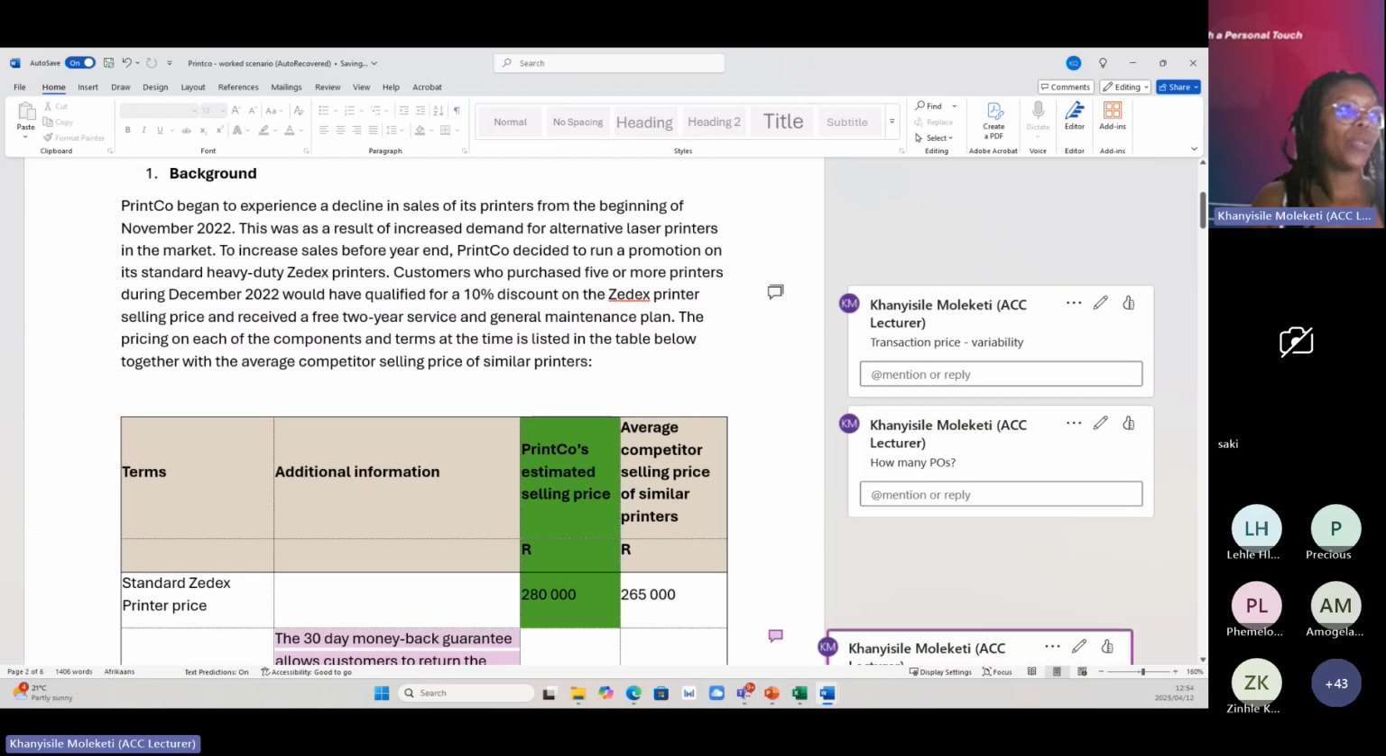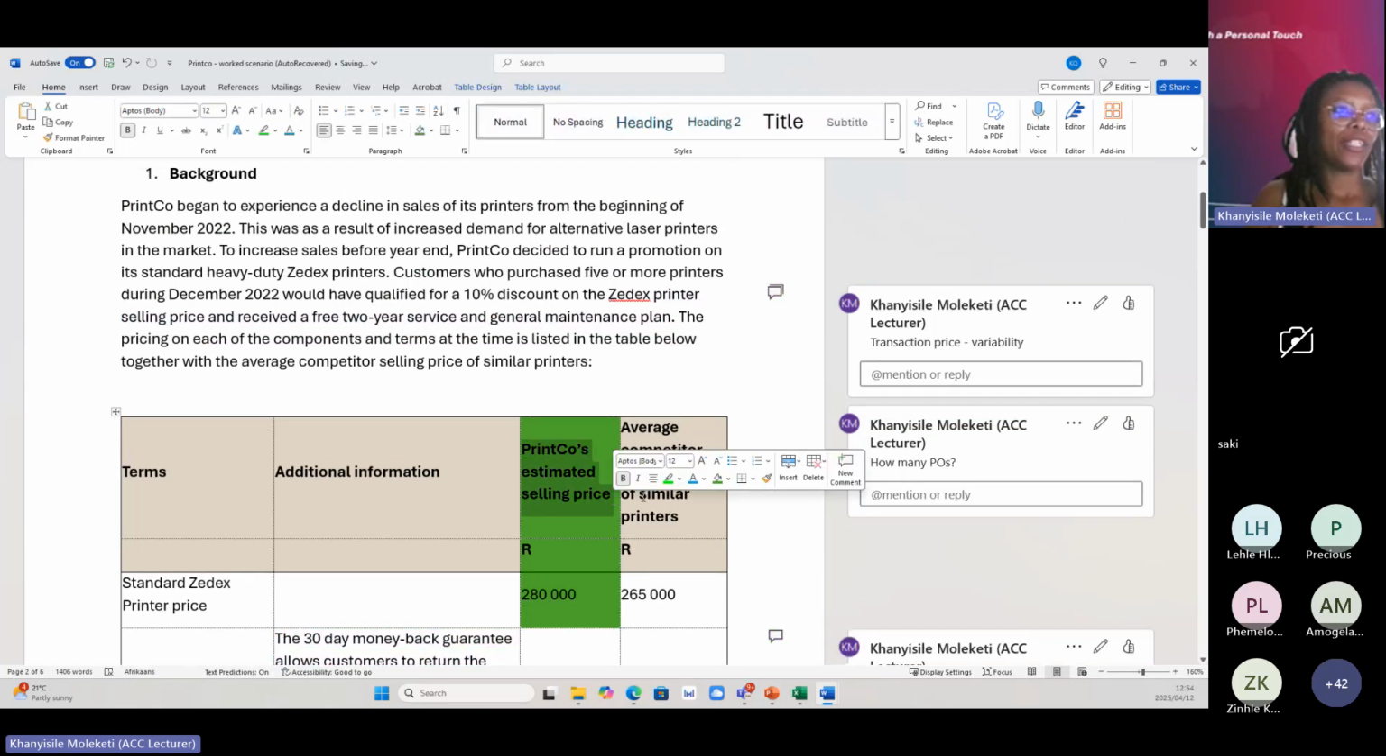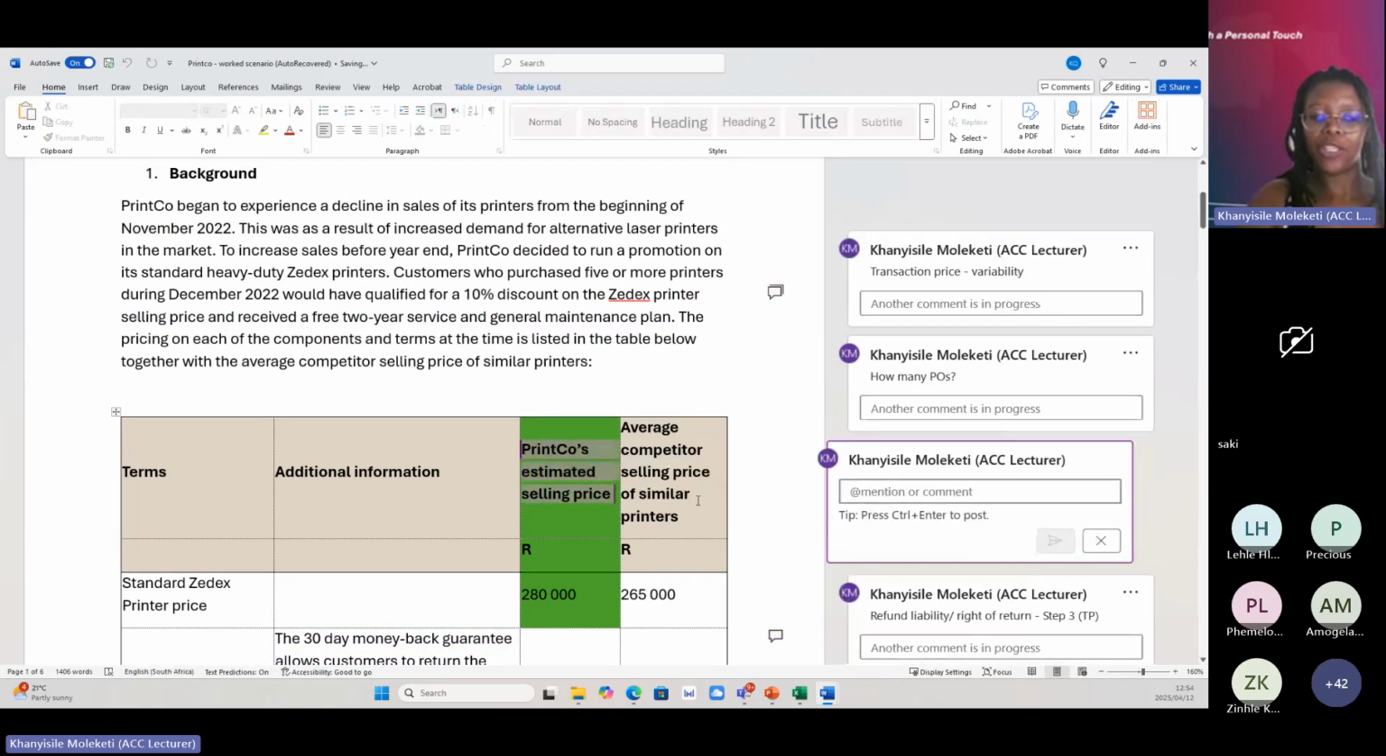And here I didn't do it. Let me also do this here because this is going to affect my allocation. So step 4, right? I'm going to use this price for my allocation.